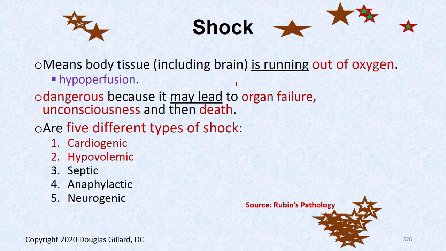We should talk a little bit about shock, too, as well. Shock means that the body's tissue is running out of oxygen. You're hypoperfused, including the brain. And it's super dangerous because you can permanently damage your kidneys, your spleen, your heart. Your spleen's not that important. But your lungs, your brain, I mean, you've got to have oxygen. You wreck those tissues, they can't come back.